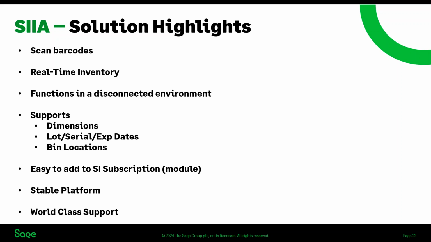I mentioned this before, but I'll hit on it again because it is so important. We have our software so that you can work in a disconnected environment. So if you're on the shop floor or in the warehouse and you happen to lose connectivity, it works in offline mode, and the user doesn't know that. They still get data lookups and instant data validation, so it makes it truly mobile. The solution does support dimensions, lot, serial, expiration date, and bins.